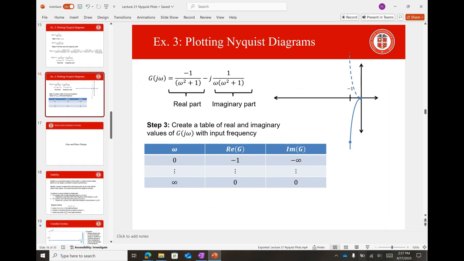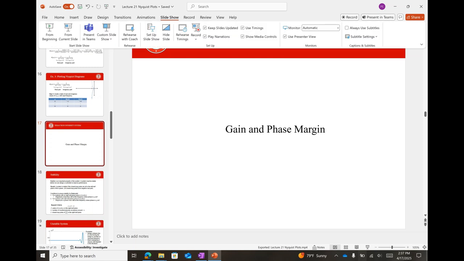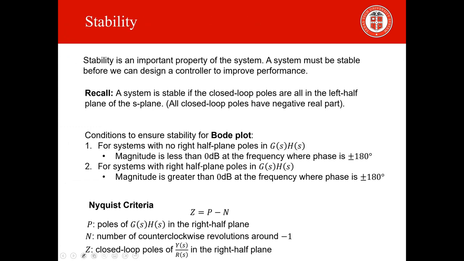So let's move to talking about the gain and the phase margin. We talked about this briefly for the Bode plot, and I just want to remind you what this is all about. Gain and phase margin is all about stability. Remember that stability is very important: a system has to be stable before we can design a controller to improve it.